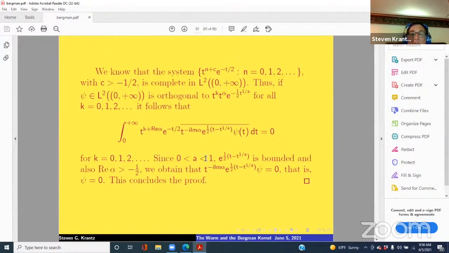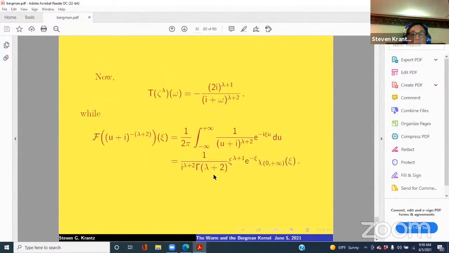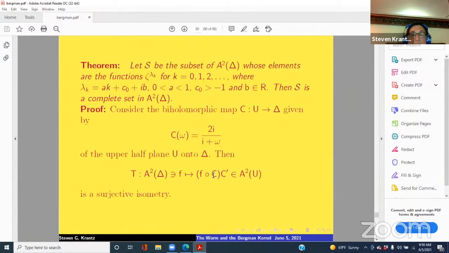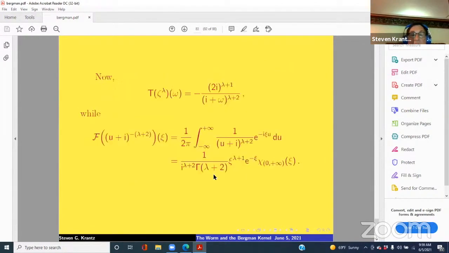And since a is between 0 and 1, e to the 1/2 t minus t to the 1 over a is bounded, and also the real part of alpha is bigger than minus 1/2. So we obtain that t to the minus i Im alpha, e to the 1/2 t minus t to the 1 over a, times psi is 0, and therefore, of course, psi is 0. And that completes the proof of this theorem. So we've proved the completeness of this set S in the Bergman space of the disk.